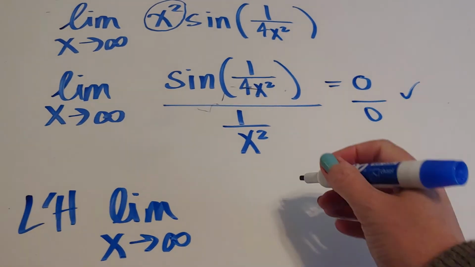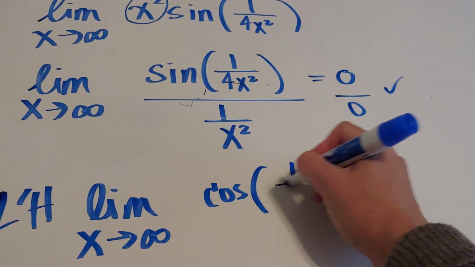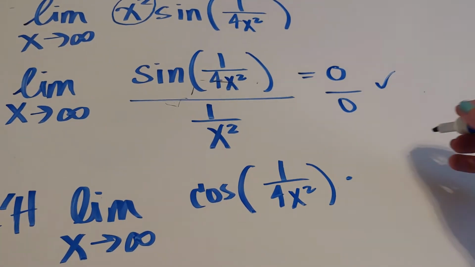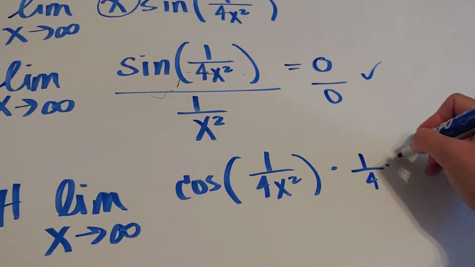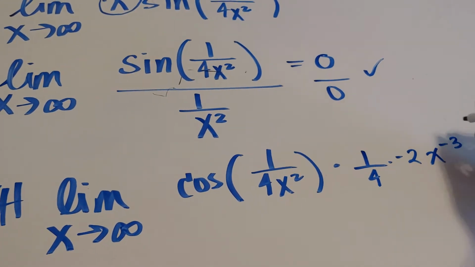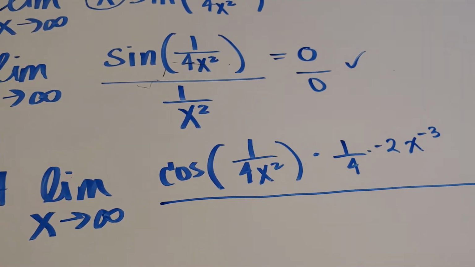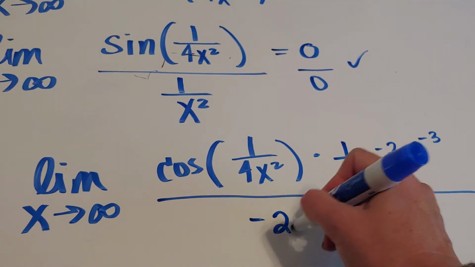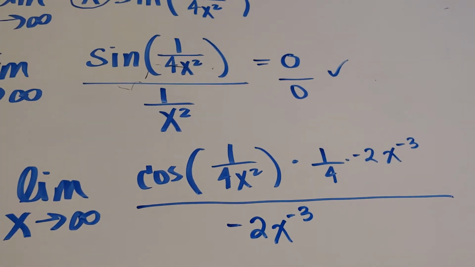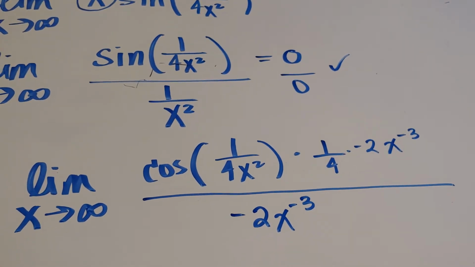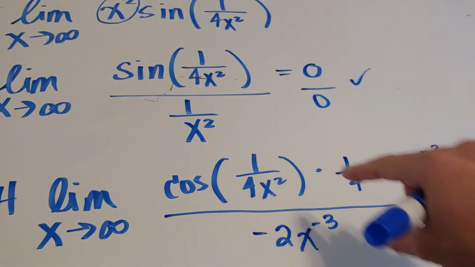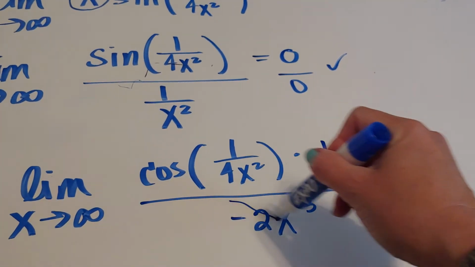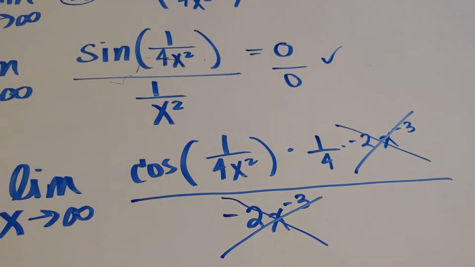All right, the derivative of sine is cosine. The derivative of 1 over 4x squared is 1/4 times negative 2x to the negative 3. The derivative of 1 over x squared is negative 2x to the negative 3. And here's the beautiful part I was telling you about. Even though this was disgusting, by chain rule the derivative of the top and the derivative of the bottom are going to cancel out.